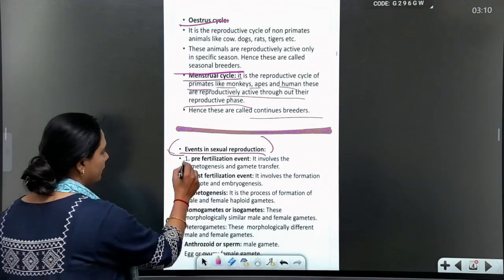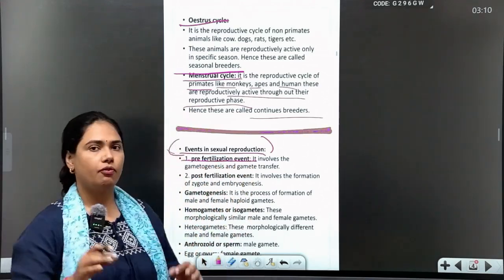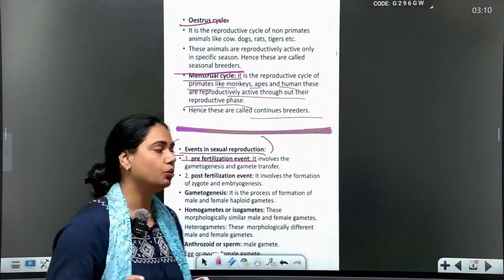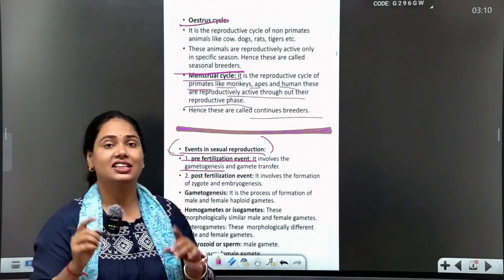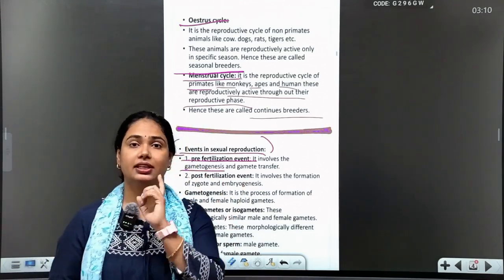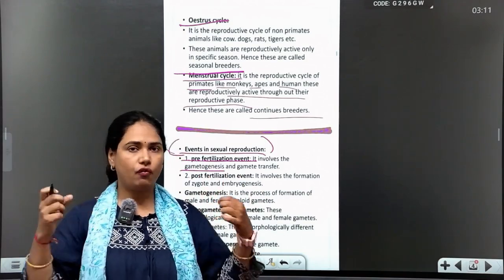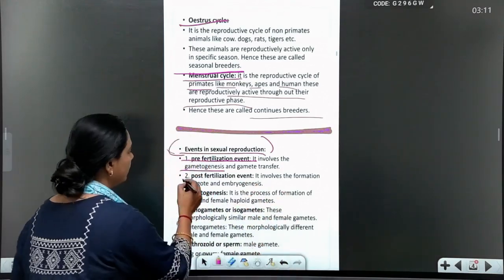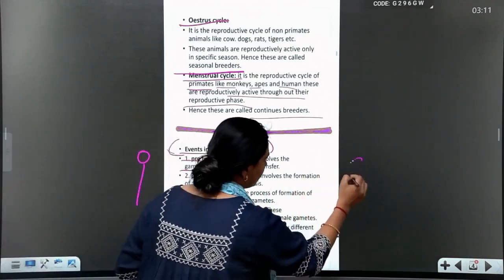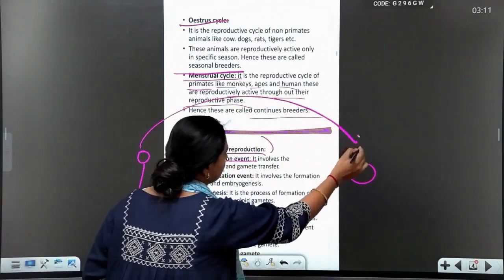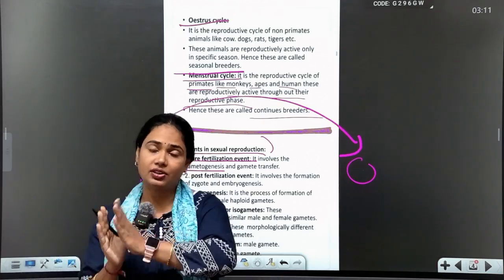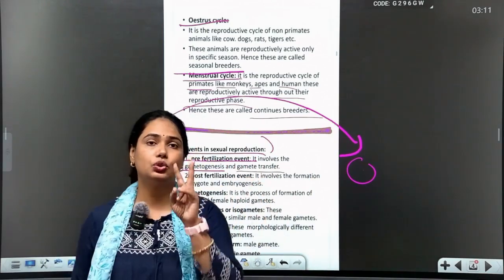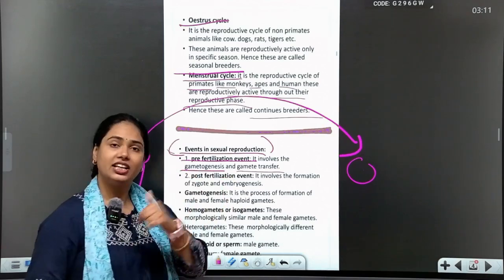So students, pre-fertilization events means when your body is ready to prepare gametes, and that process is known as gametogenesis. Yes, gamete formation, gametogenesis. So firstly, we have to prepare gametes in our body. Then these gametes have to be transferred. So there is a process, gamete transfer. These two topics come in the pre-fertilization event.